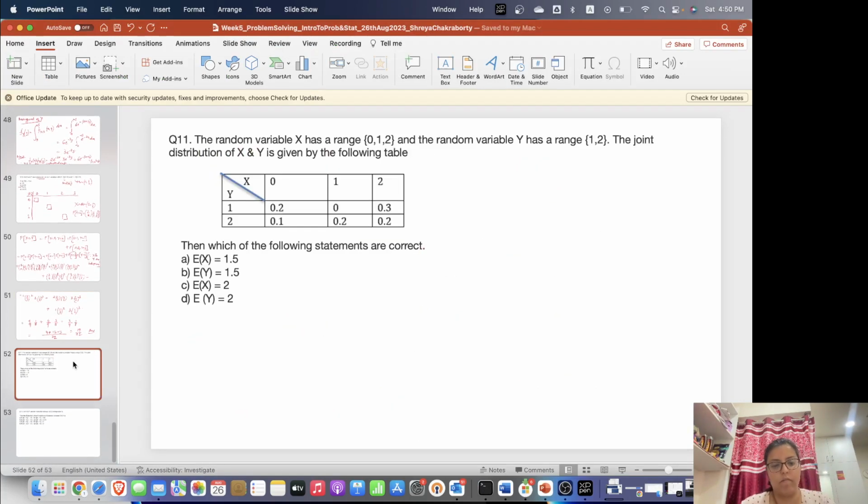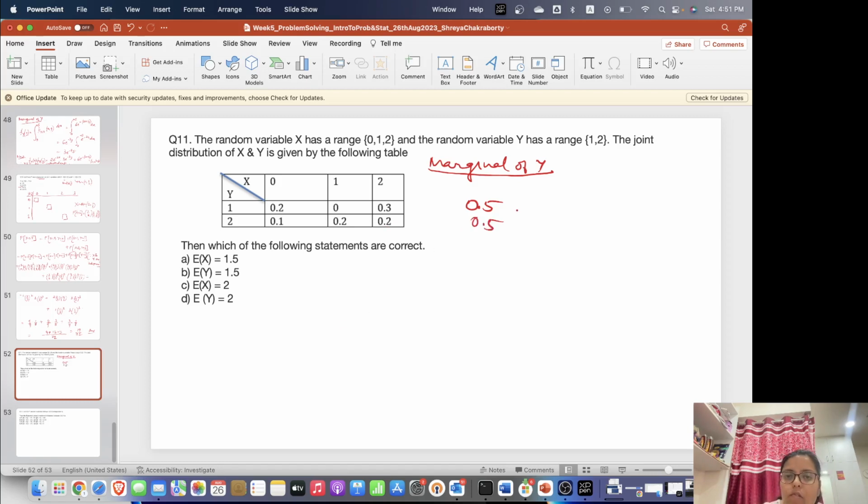So then this one. The random variable x has range 0, 1, 2 and y has a range 1 and 2. The joint distribution is given as follows, and which of the following are correct? Now we have to find out expectation of x and expectation of y. So we should find out the marginals. So here we would have marginal of y. Y equal to 1 probability is 0.5. Y equal to 2 probability is 0.5.